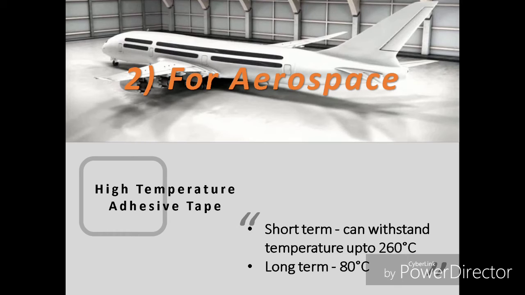Next, for aerospace, RTV silicone are used to attach the space shuttle tiles. They are used because of its durability and weight saving. High temperature adhesive tape can withstand the temperature up to 260 degrees in a short term, but in long term, it can withstand only 80 degrees Celsius.